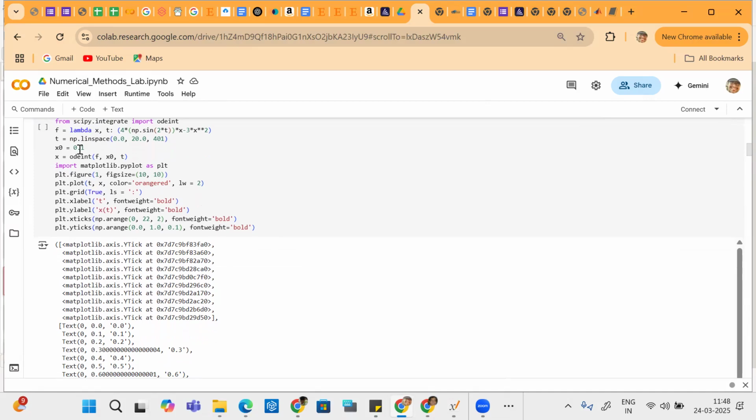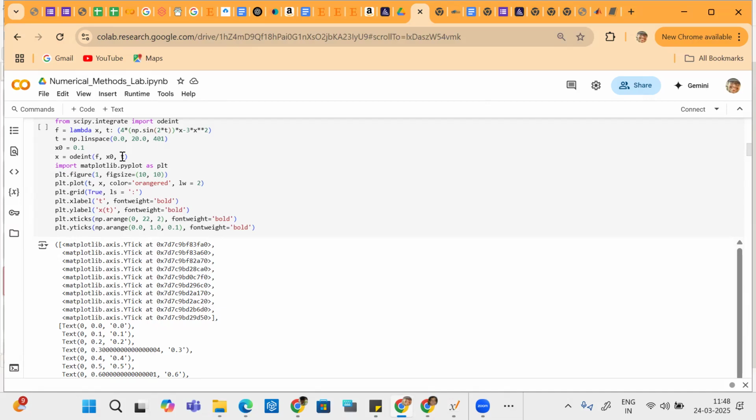You give the initial guess. Now use odeint, give the function that is the right hand side of the ODE, give the initial condition, and tell it that with respect to t, I want the solution. And t, if you pass t, is nothing but, what is t here? T is an array of values.